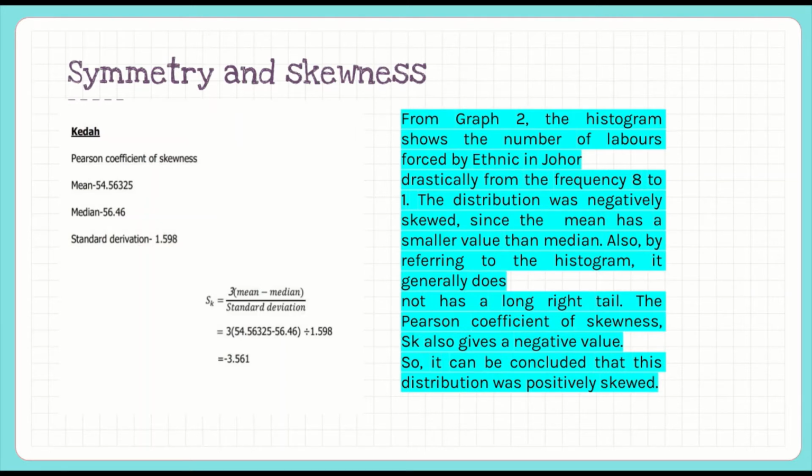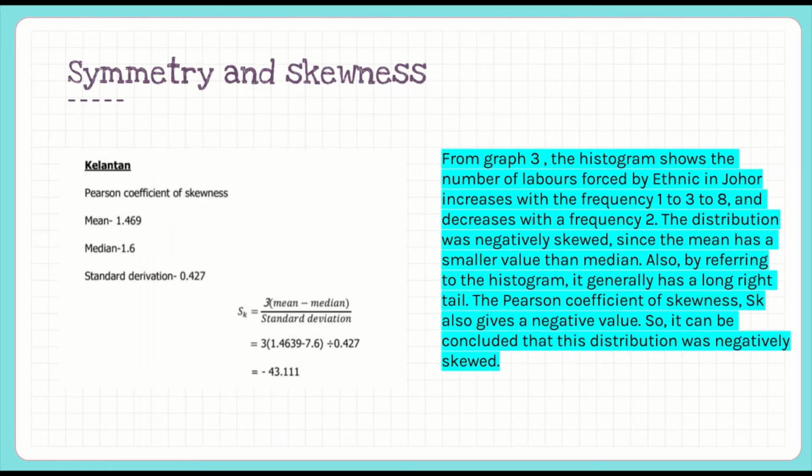For Kelantan, from graph 3, the histogram shows the number of labors increases with the frequency 1 to 3 and to 8 and decreases with a frequency 2. The distribution was negatively skewed since the mean has a smaller value than the median. Also, by referring to the histogram, it generally has a long tail and the percent coefficient of skewness also gives a negative value. So it can be concluded that this distribution was negatively skewed.